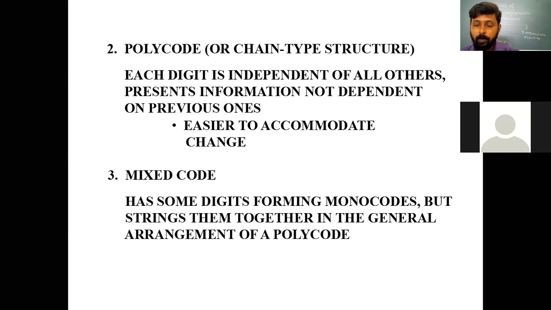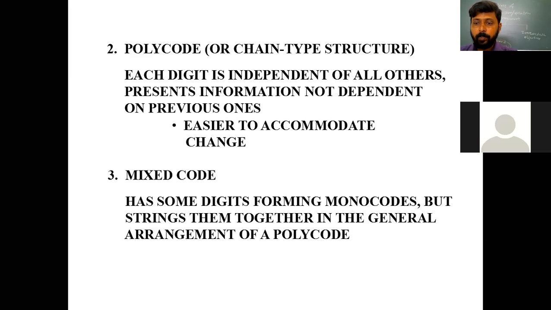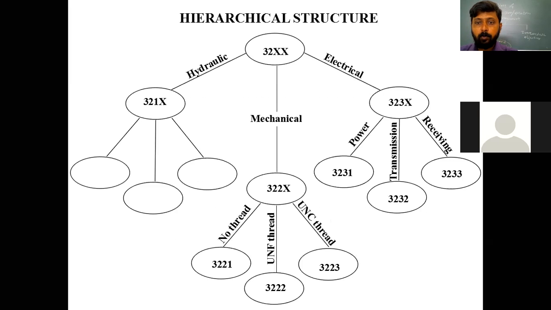And the third type is called mixed code, in which monocode and polycode are both utilized. What can we say about mixed code? They have some digits forming monocodes, but strung together in the general arrangement of the polycode. So this is how these sequences of numerical digits, or coding structures, are classified: monocode, polycode, and mixed code. Okay, let's move further.